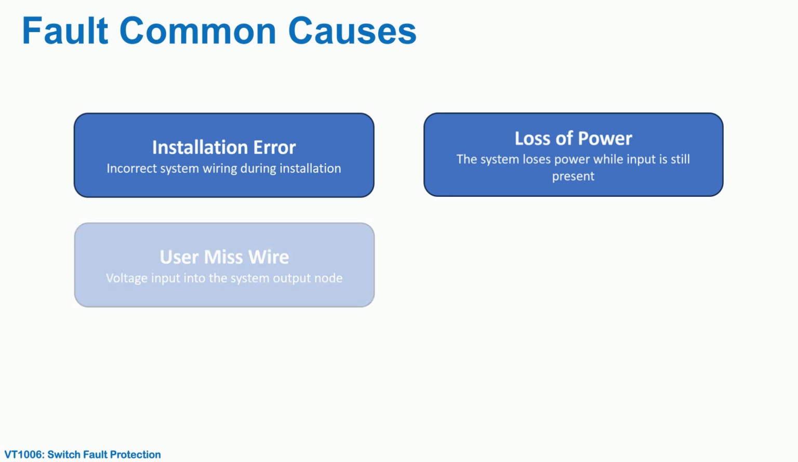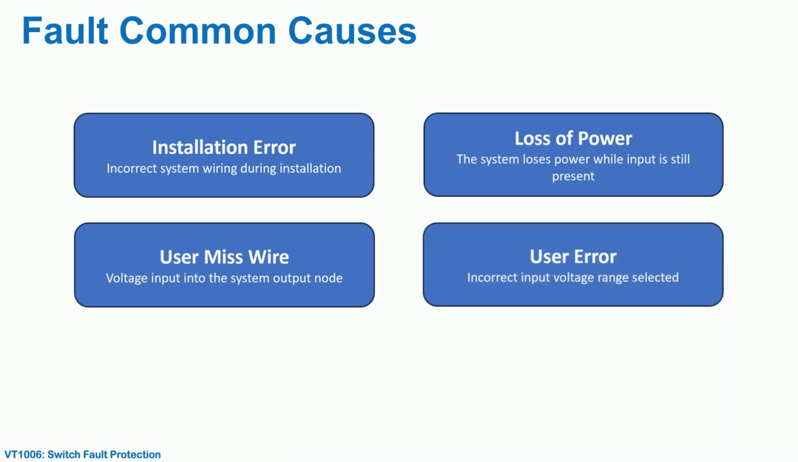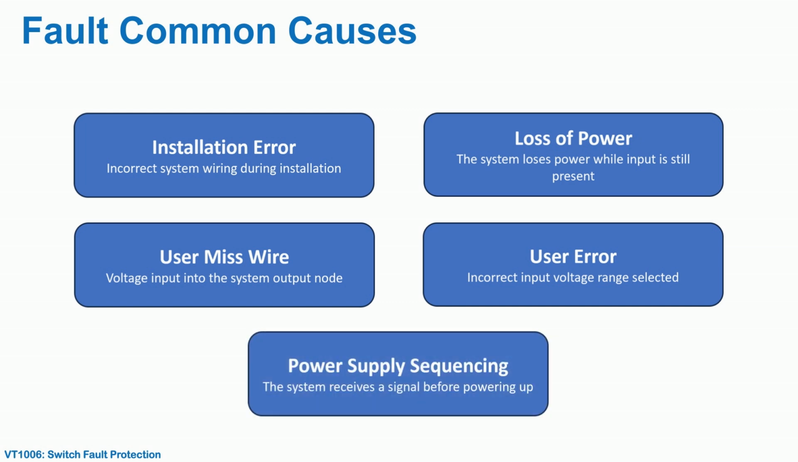Third, user miswiring. This is common in large rack systems with multiple inputs/outputs and supplies that need to be connected and disconnected frequently. Fourth, user error. A typical example is selecting a micro voltage range on an instrument and then applying tens of volts to the instrument input. Last, power supply sequencing. Similar to loss of power, this occurs when the system receives a signal before being powered up.